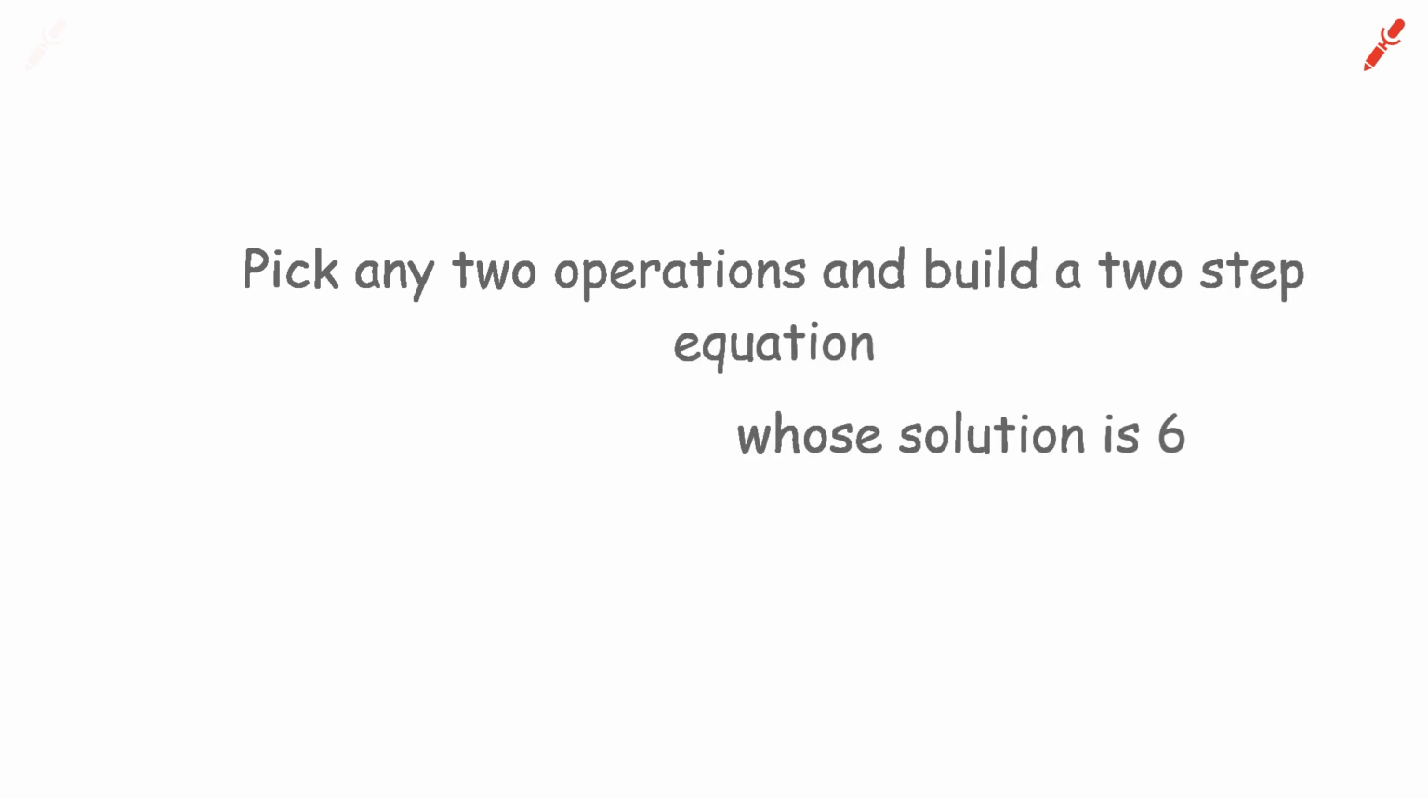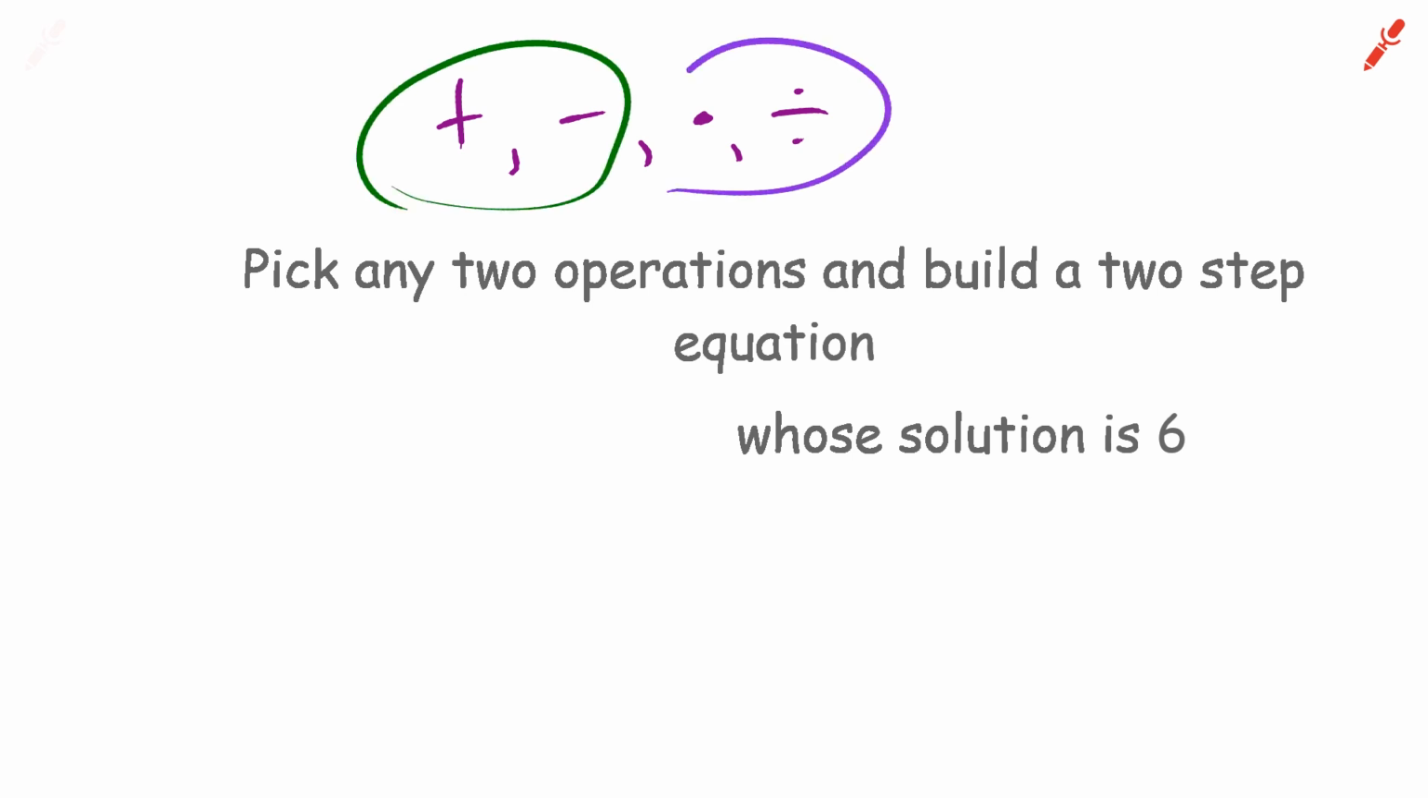Okay, pick any two operations and build a two-step equation whose solution is 6. Again, my operations: addition, subtraction, multiplication, or division. I'm going to pick any two of these. Just a note, guys, you cannot pick addition and subtraction or multiplication and division. You need to pick one of these two and one of these two. So I'm going to pick addition and multiplication.